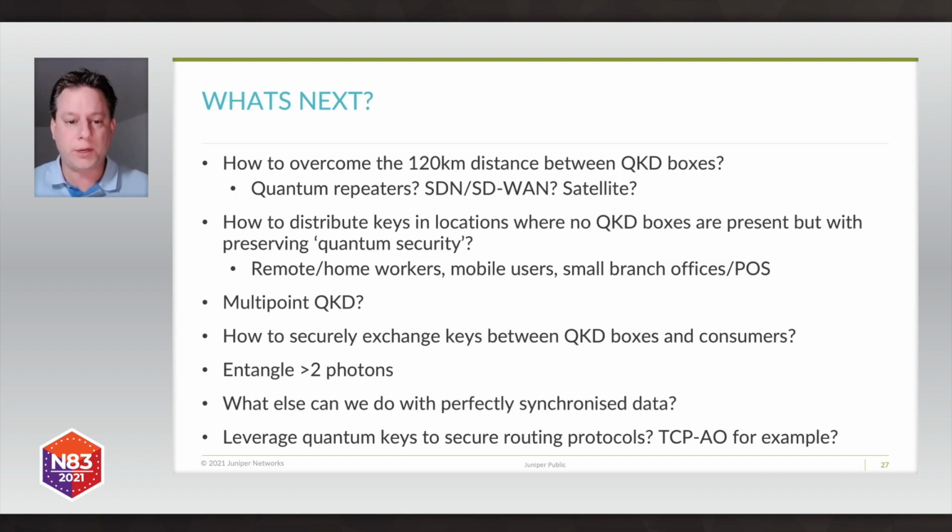How can we leverage and use keys where there's no QKD devices present, right? Can we, for example, for remote or home workers or maybe even mobile users? And what about multi-point QKD? As I mentioned, all the QKD systems are basically point-to-point. So can we do something with entangling more than 2 photons, or come up with something smart? So there's still quite a few challenges, but for some applications this is, as I mentioned, available.